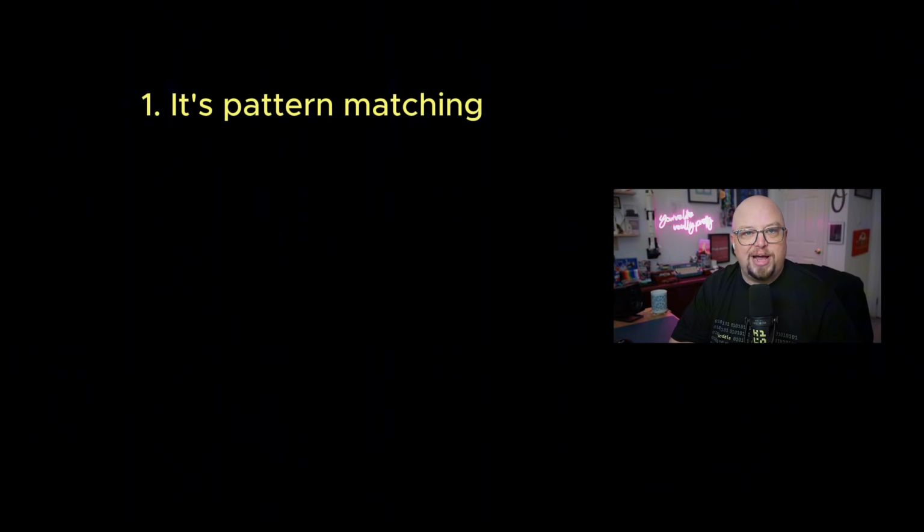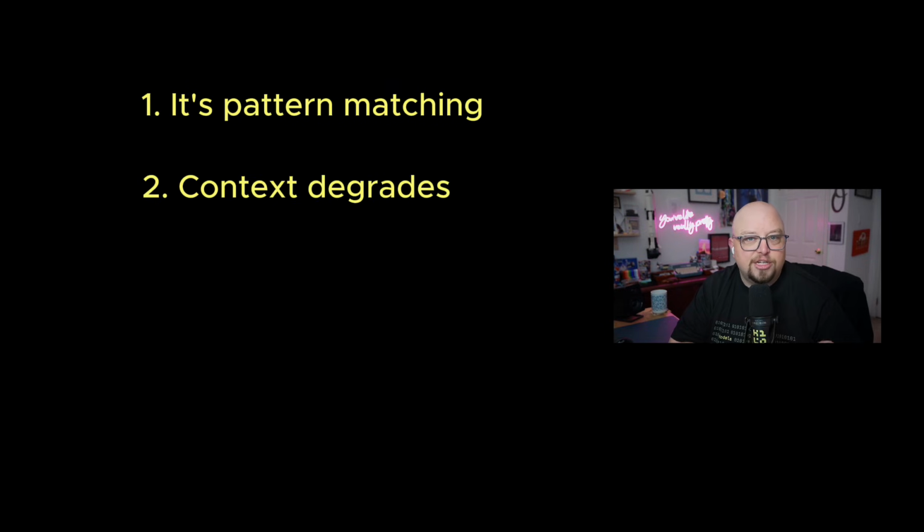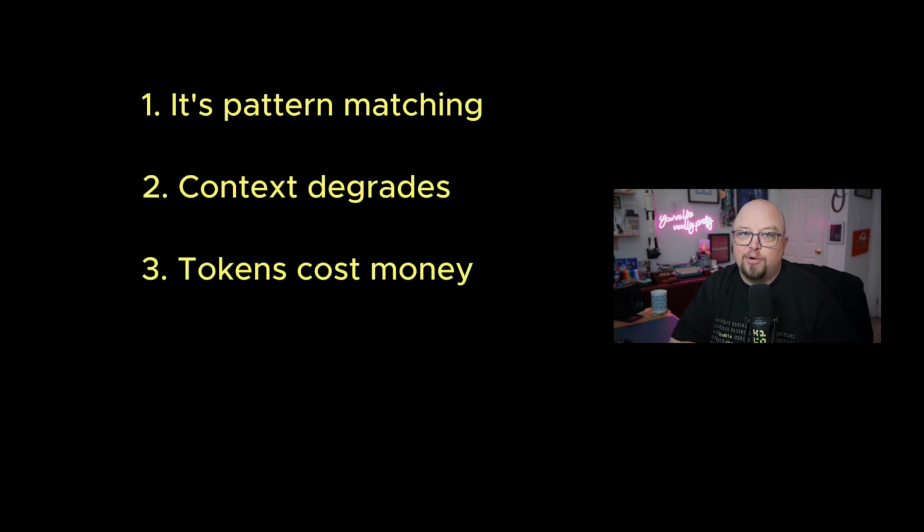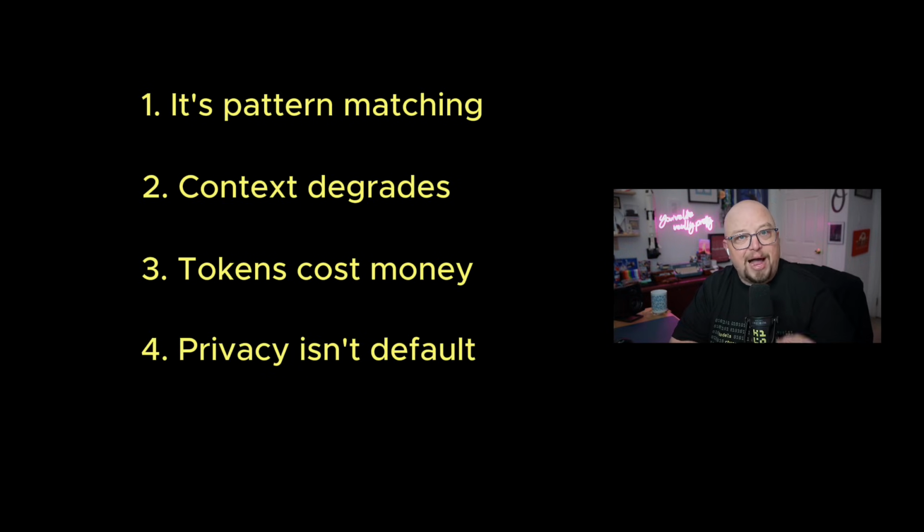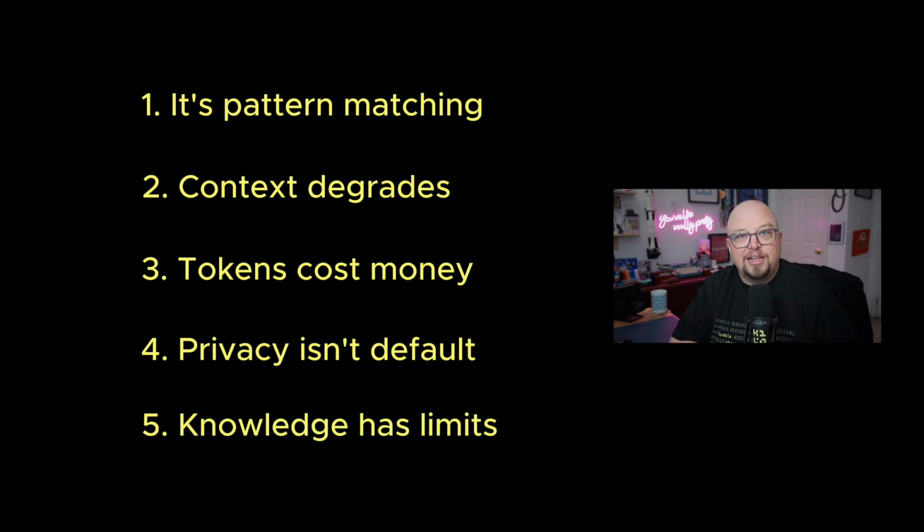So here's your AI coding toolkit. 1, it's pattern matching. Review everything like it's code from a junior developer. 2, context degrades. Restate your requirements regularly. 3, tokens cost money. Request diffs. Monitor the usage. 4, privacy isn't the default. Know your data flow and know if what you're buying or if you're the product. And 5, knowledge has limits. Spend as much time with AI on non-code steps as on code steps.